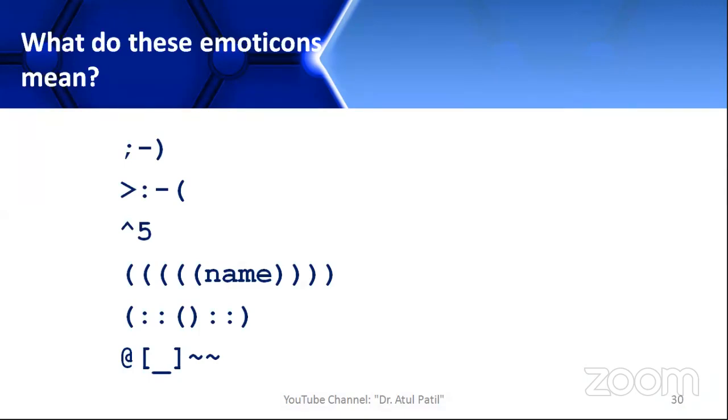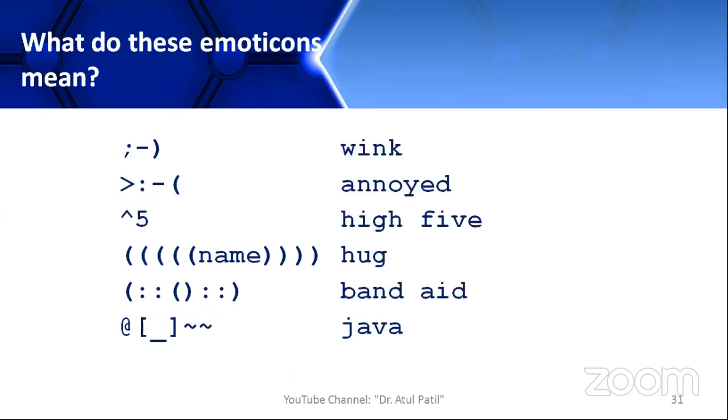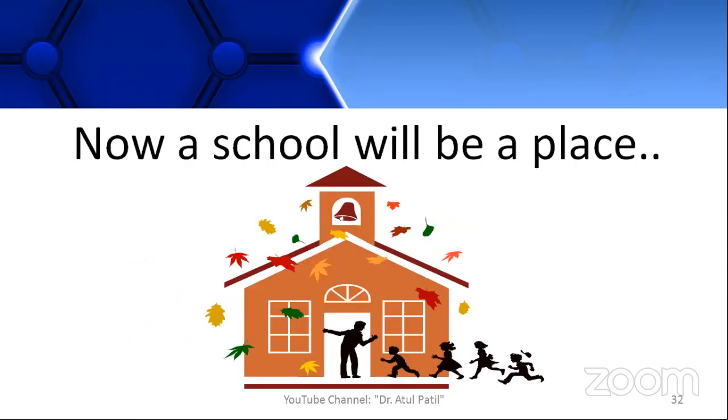So we should also be able to understand what they mean. Only then will we be able to understand the language that they speak, and then we can connect with them more effectively. So this is what these emoticons also mean: wink, annoyed, and so on.